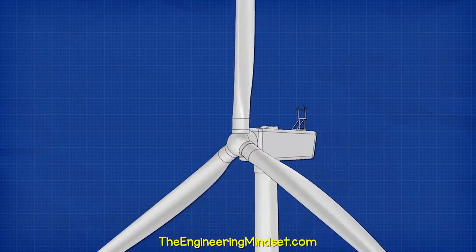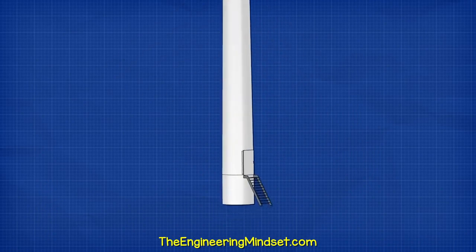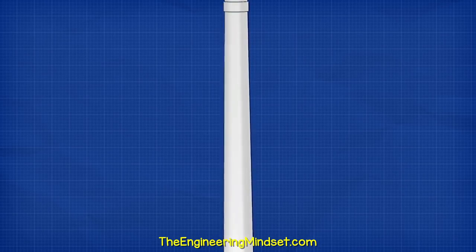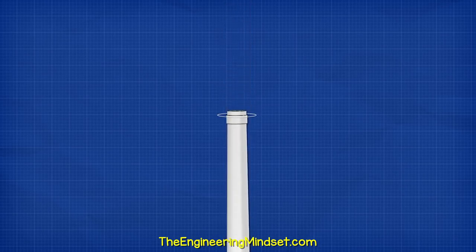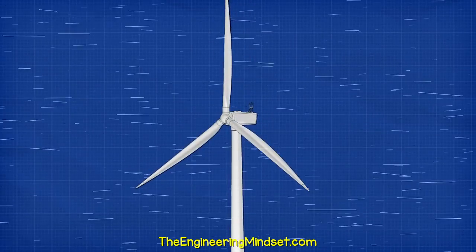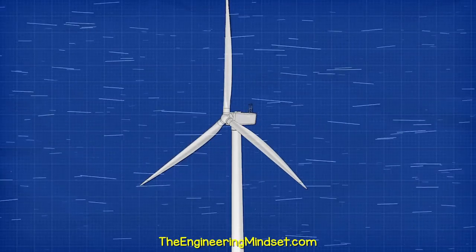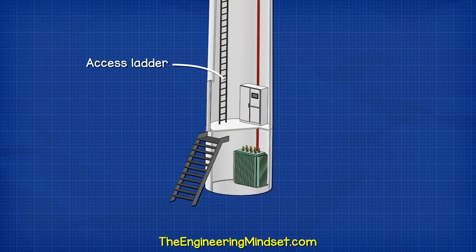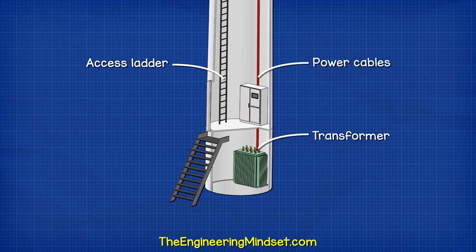When we look at a large wind turbine, we notice the steel tubular tower rising up out of the ground, and we see it reduces in diameter as it reaches the top. It rises high up into the sky to reach the strongest wind. Inside the tower, we have an access ladder for engineers. There are some power cables, and we often find a transformer at the base.